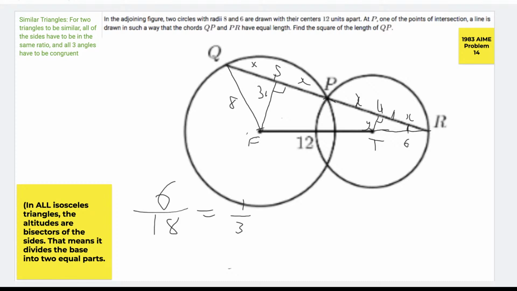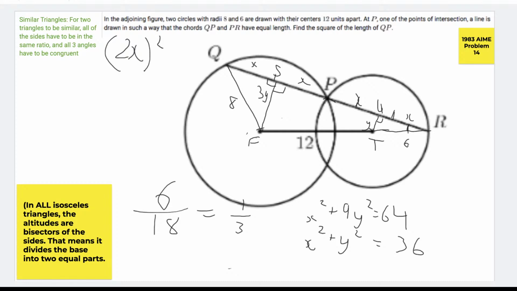And now it's simple algebra, because we know this is 90 degrees. That means x squared plus 9y squared equals 8 squared, 64. And same here, x squared plus y squared equals 36. Also, remember that we want to find the length of QP, and we took half of that length, which is x. So at the end, we want to find 2x, but we want to square it. You should always write it on the side so you don't forget what you're trying to find. So now let's get back.